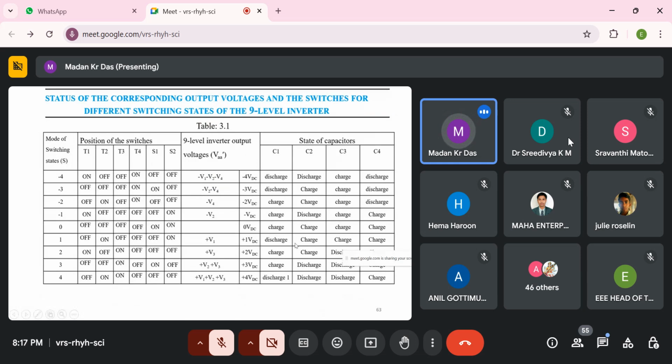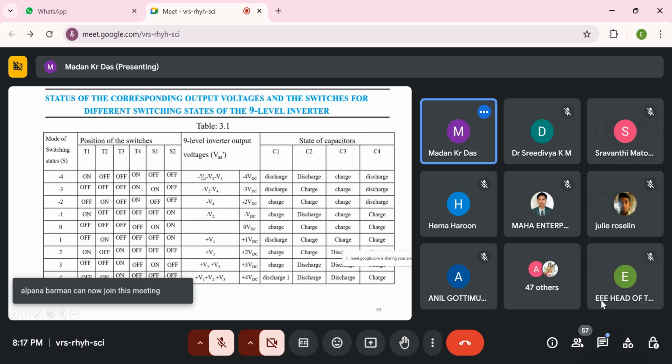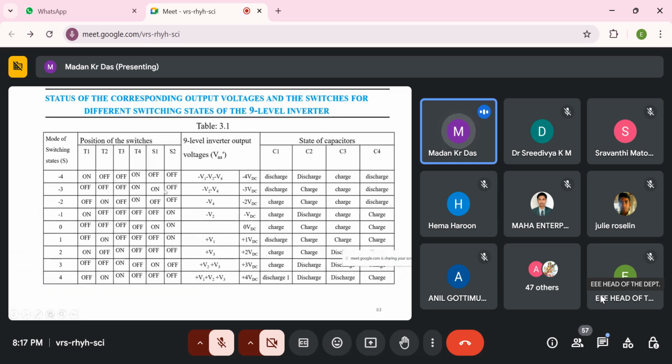So this is the switching table of the proposed 9-level inverter. When switches T1 and T4 are on, it adds minus VDC1, minus V2 and minus V4, so a total of 4 VDC. Similarly 3 VDC, minus 3 VDC. Another mode of 2 VDC, and this is the negative VDC. Almost 4 negative VDC, and here positive 4, and negative 4 VDC, and this is the 0.